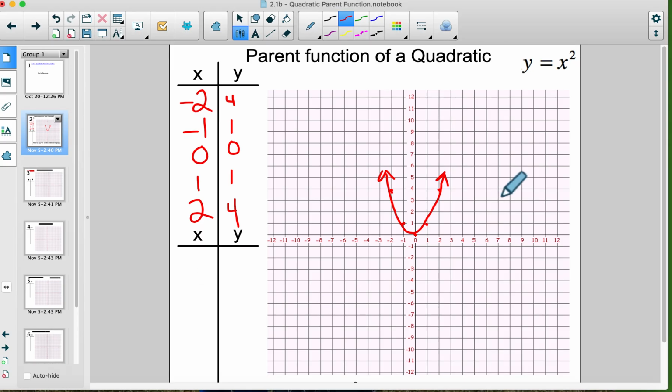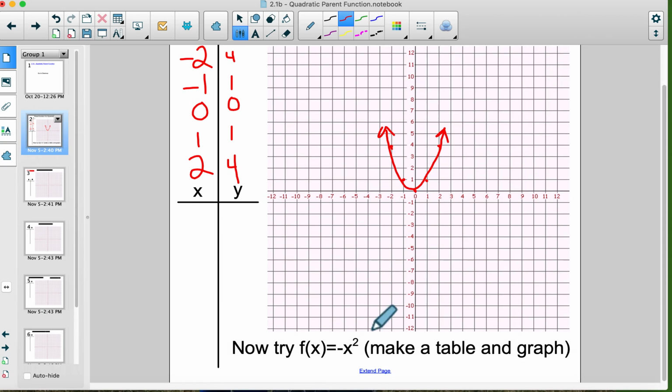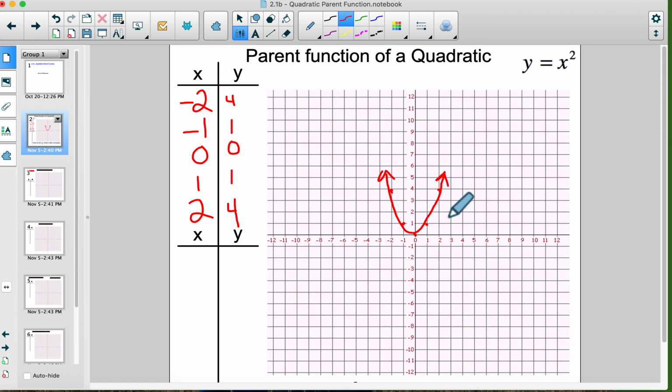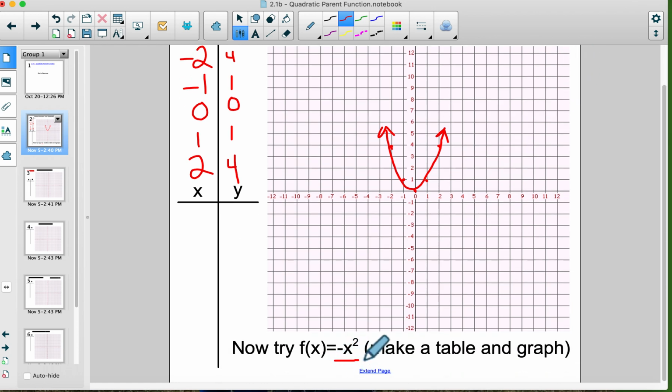Now, the first one I want to look at, just moving the parent function around a little bit or doing things to it, would just be -x squared. So what if I did y equals -x squared? Well, it's really the same thing as x squared. All of these y values are going to stay the same, but then I'm going to stick a negative sign in front of it. So instead of -2, +4, it would end up being -2, -4.